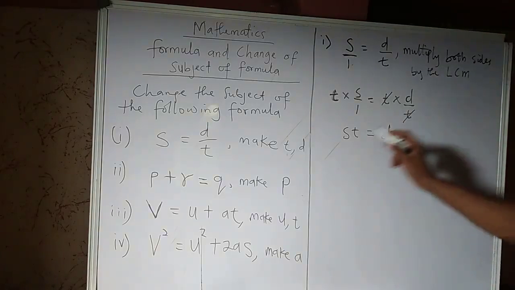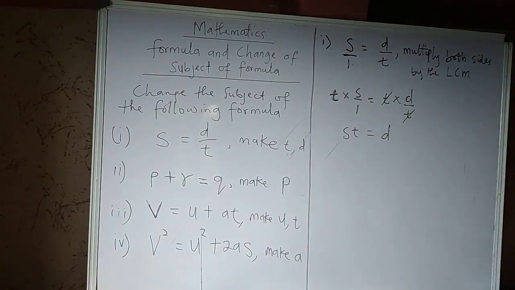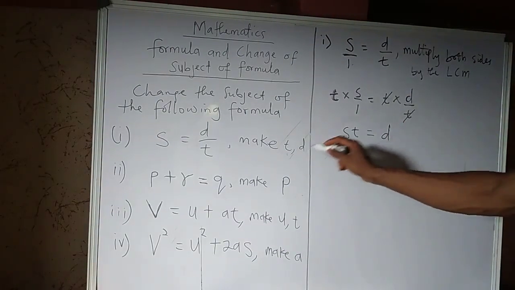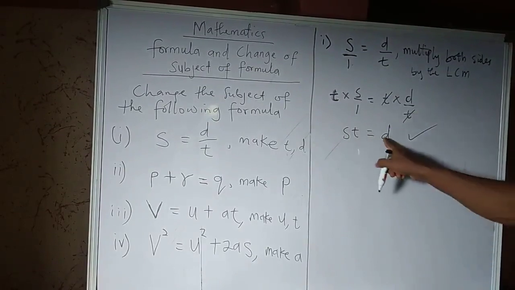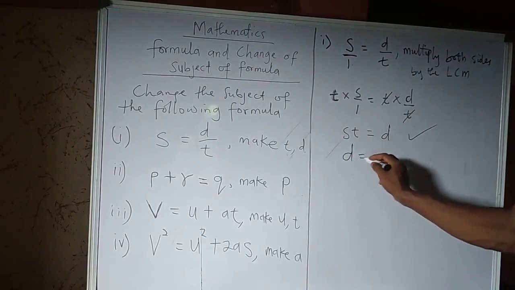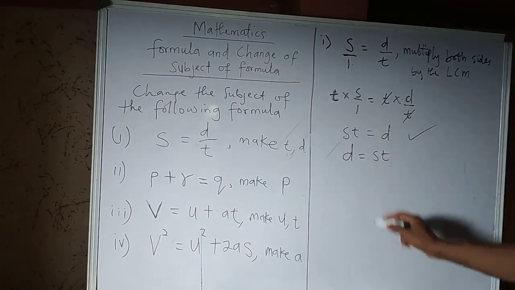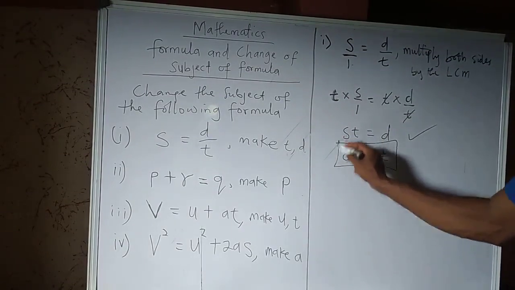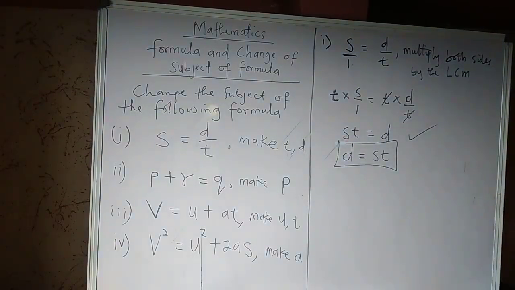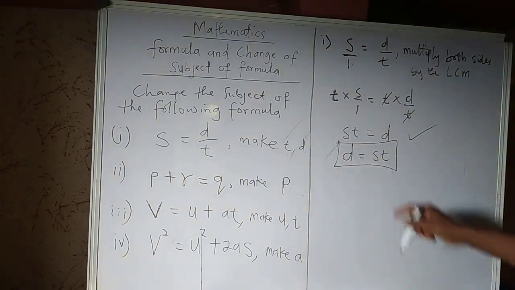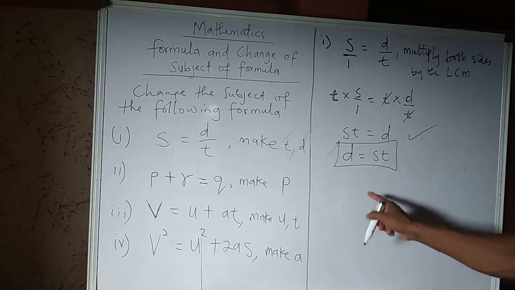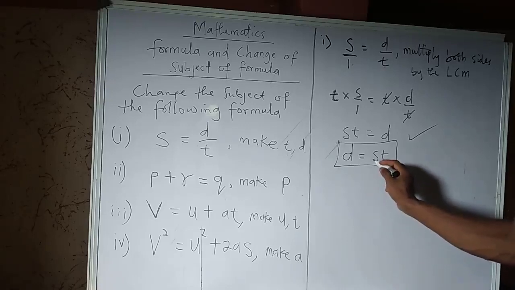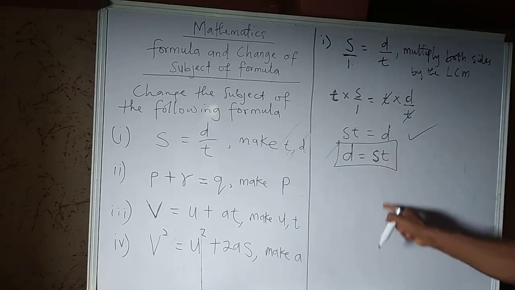Alright, but I'm trying to make T the subject of the formula, right? Now, if I were to be making D the subject of the formula, then this is it. We can write this as D equals ST. So in this case now, D has become the subject of the formula. Now, if we want to make T the subject of the formula, we have to make sure we get rid of this S standing close to T.